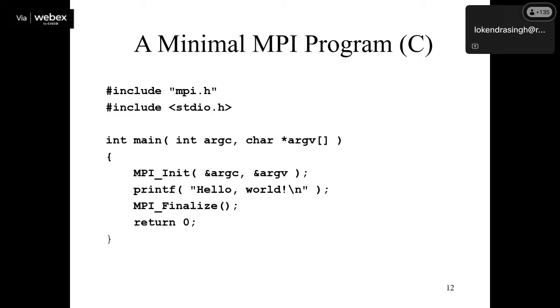So that is the minimal MPI program. Here we use the mpi.h header file as usual.